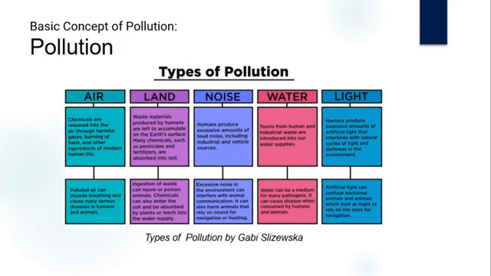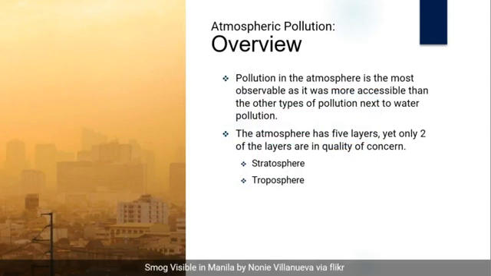In this slide, we show the different types of pollution. So there are types like air pollution, land pollution, noise pollution, water, and light pollution. Since we discussed the basics of pollution, let's begin by discussing one of those pollutions, that is atmospheric pollution. Pollution in the atmosphere is the most observable as it is more accessible than other types of pollution next to water pollution.